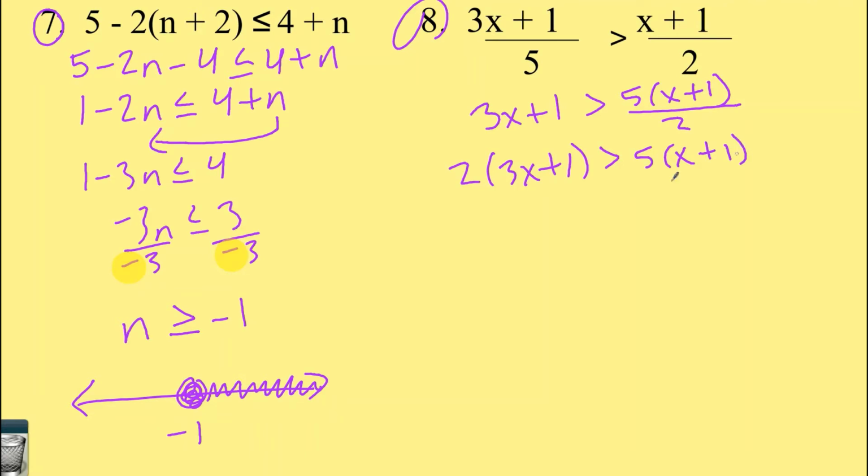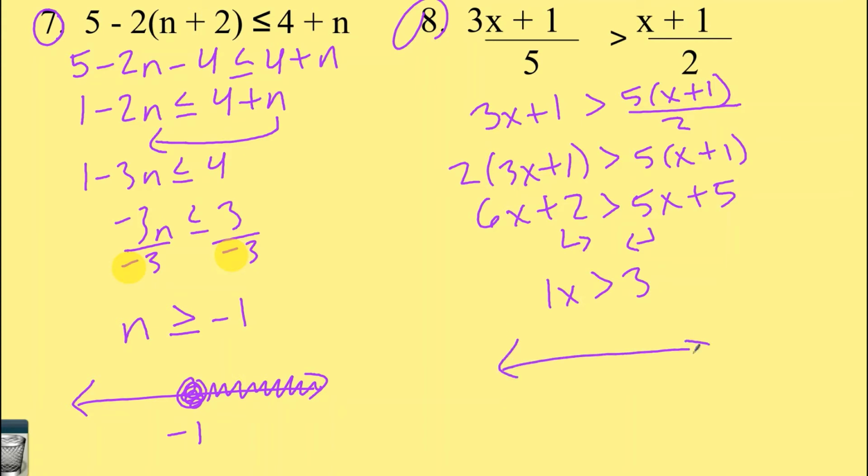Okay, so you get the same thing if you were to cross multiply, just don't mess up your inequality. With the same steps. Okay, distribute. We get 6x plus 2 greater than 5x plus 5. Move the 5x over, and I'm going to move the 2 over. So I'm going to get 1x on the left is greater than 3. We graph that.